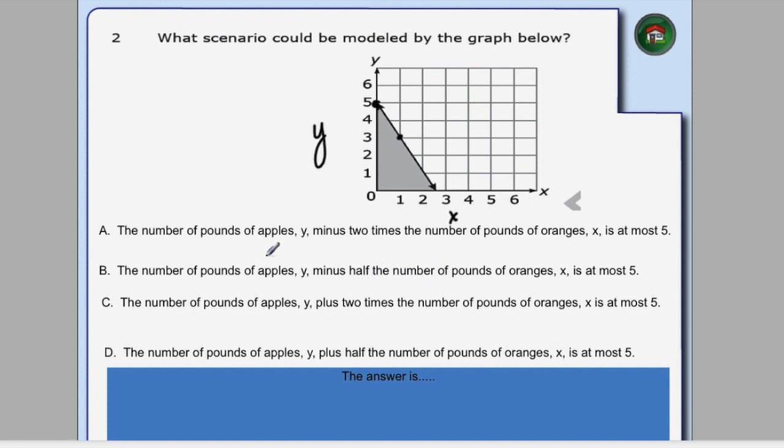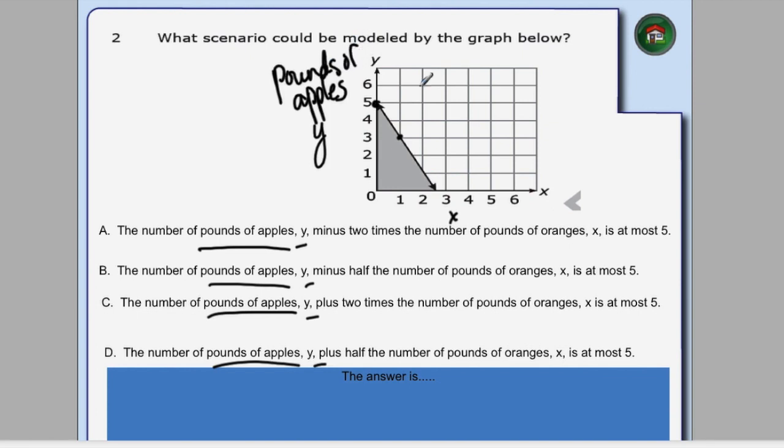So if I was looking at this, I would look at my answer choices and kind of skim all the way down. And it looks like pounds of apples is your y every time. And then your x's is oranges. So this would be the pounds of apples. And this would be your pounds of oranges.